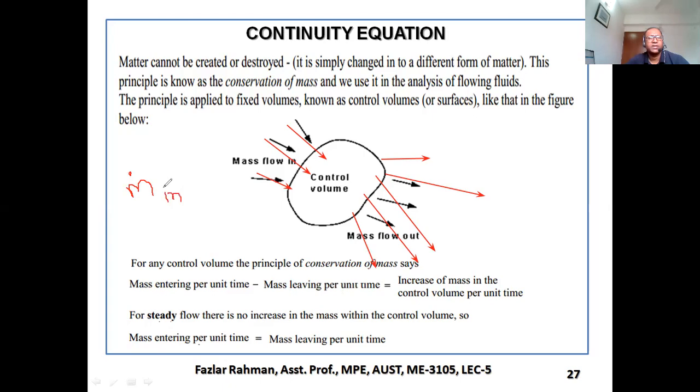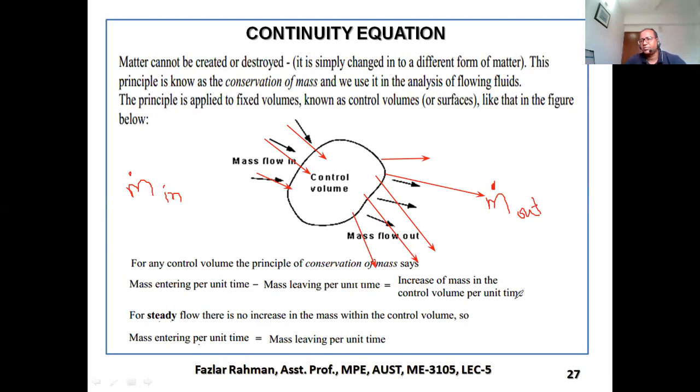So we can say m dot in, and for the mass getting out, we can say m dot out. That means this mass is getting out from the control volume, and this mass is coming inside the control volume. So how much mass is increasing? You can just figure out m dot in minus m dot out, right? So m dot in minus m dot out will give you the increase of mass in the control volume per unit time.